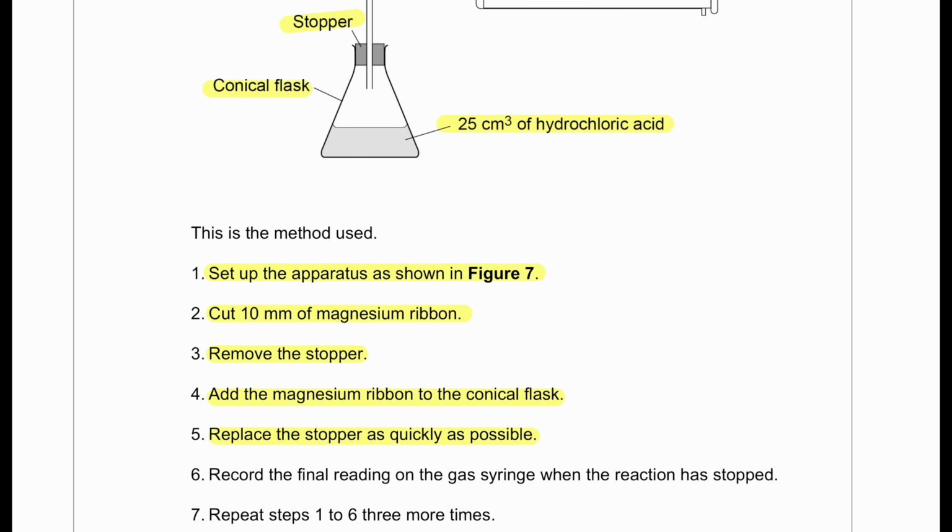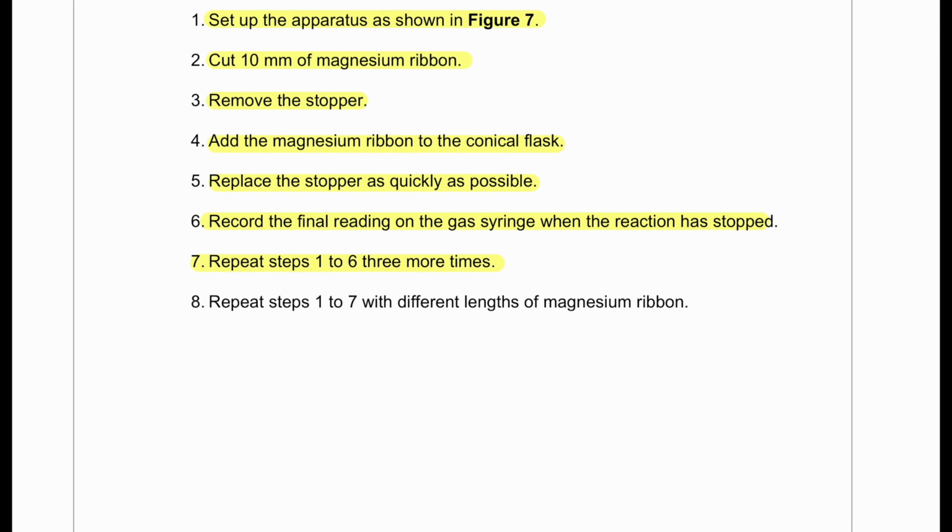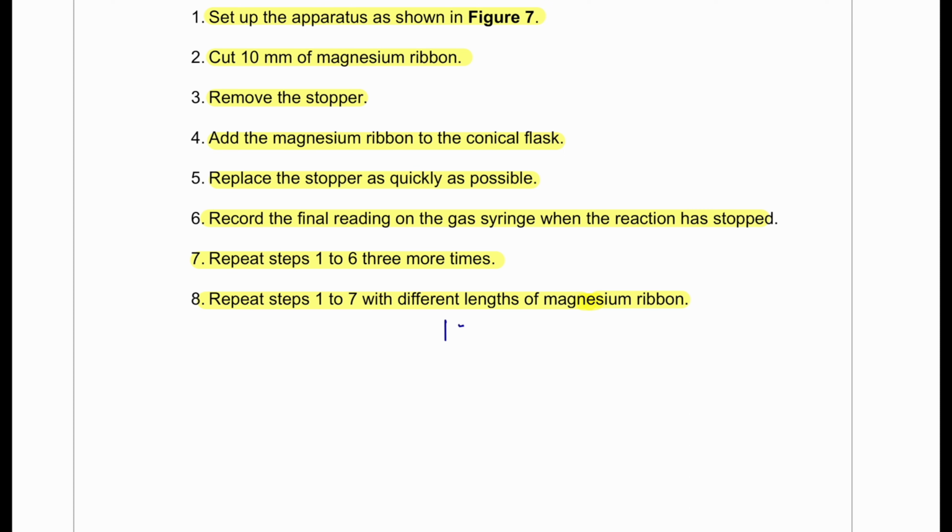Replace the stopper as quickly as possible. Record the final reading on the gas syringe when the reaction has stopped. Repeat steps 1 to 6 3 more times. Repeat steps 1 to 7 with different lengths of magnesium ribbon. So maybe the next experiment uses 15 millimeter, or the next experiment uses 20 millimeter.